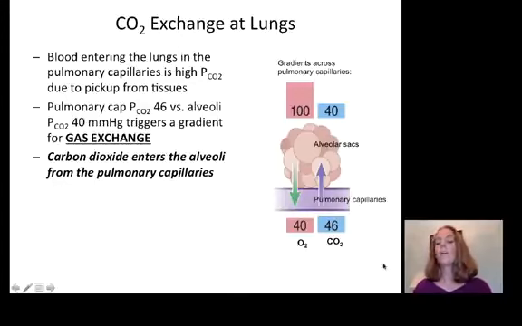Well, we want carbon dioxide to move from the pulmonary capillaries into the lungs. So we're going to go 46 in the capillaries, which is high, to low 40 in the lungs. So use that strategy if you guys are starting to get lost in these numbers. 140 for oxygen, 46 and 40 for carbon dioxide.